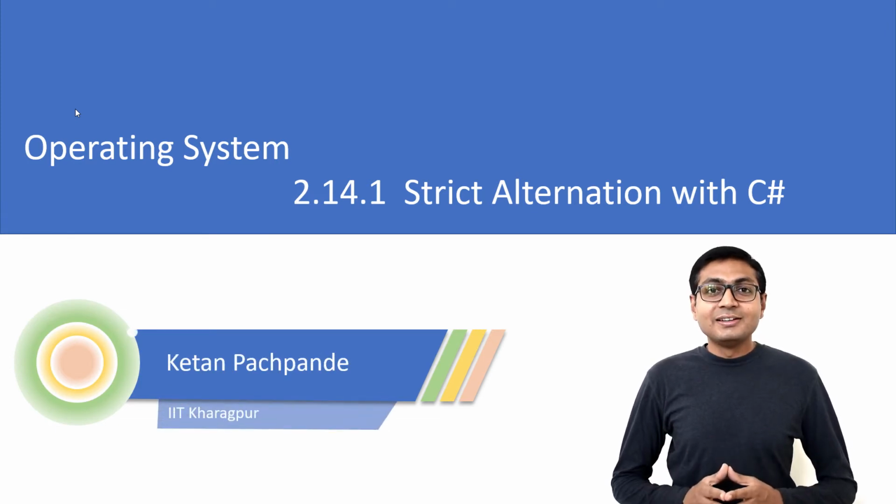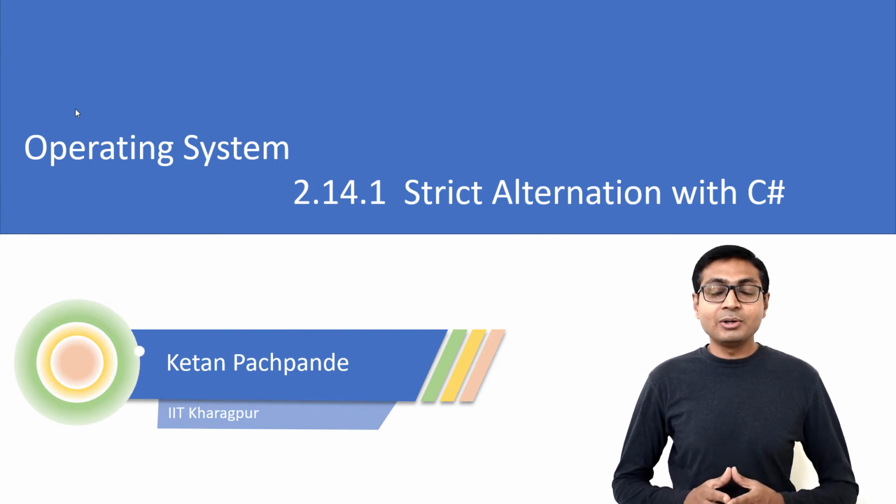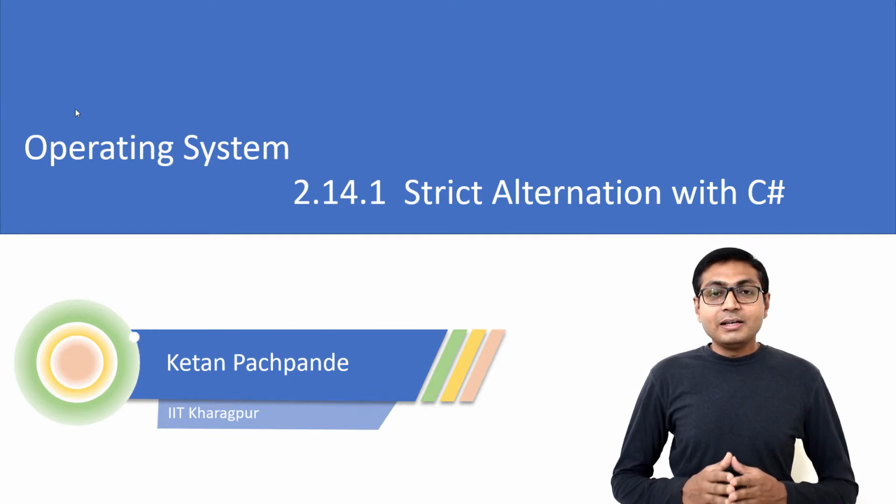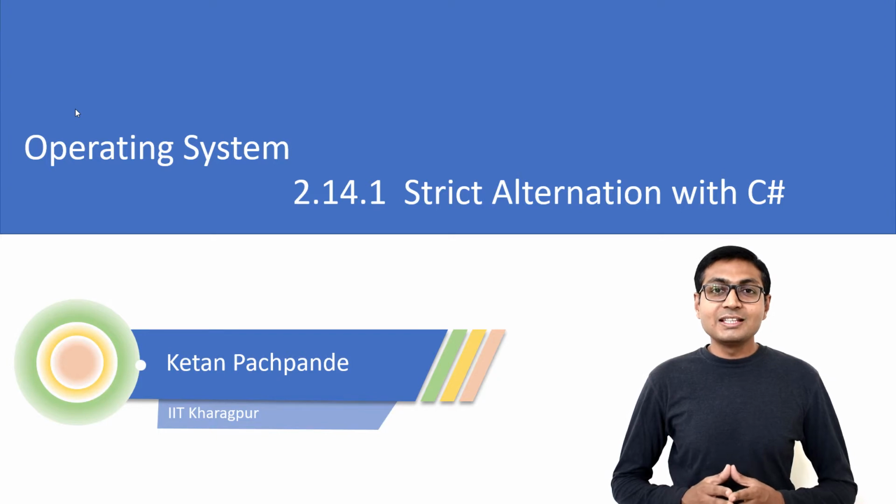Hello again friends. So far we have completed the lock variable synchronization mechanism and the strict alternation solution. In this session I am going to demonstrate the strict alternation synchronization mechanism using the C# programming language.